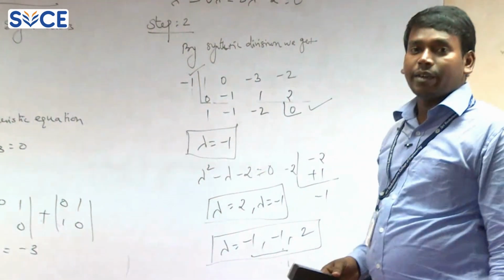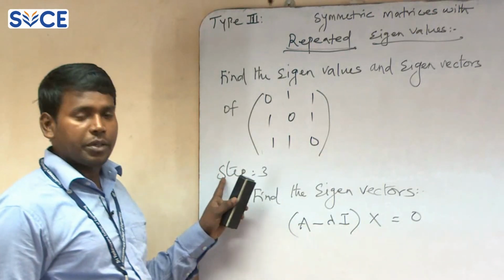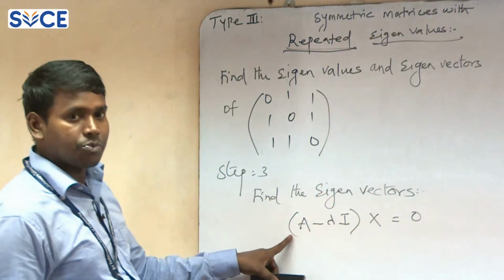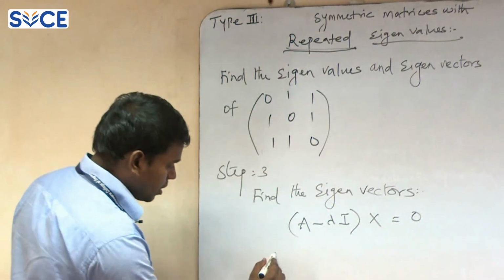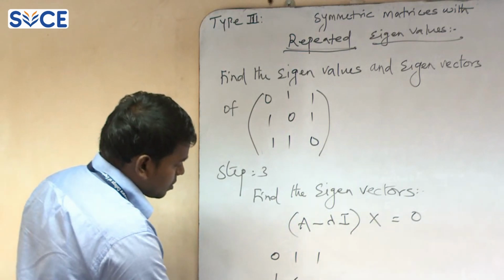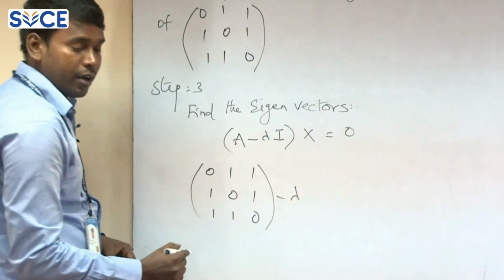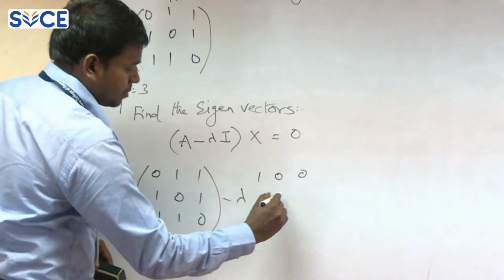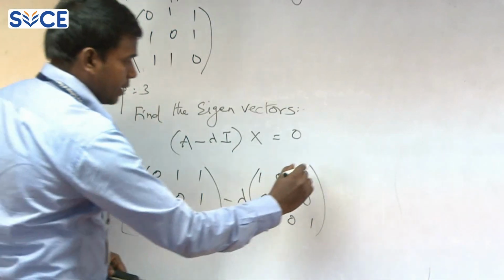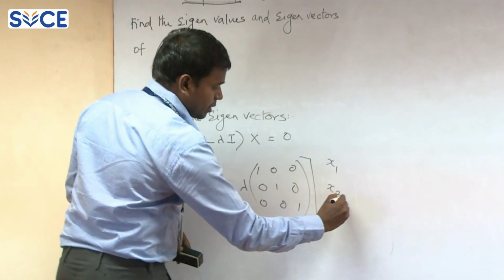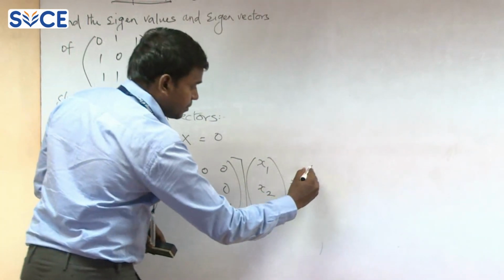Next we are going to find eigenvectors for these eigenvalues. Step 3, find the eigenvectors using this formula, that is (A minus lambda I) x equal to 0. A is your given matrix, that is 0, 1, 1, 1, 0, 1, 1, 1, 0. I is the unit matrix, a 3 by 3. x is nothing but the variables x1, x2, x3, equal to 0.